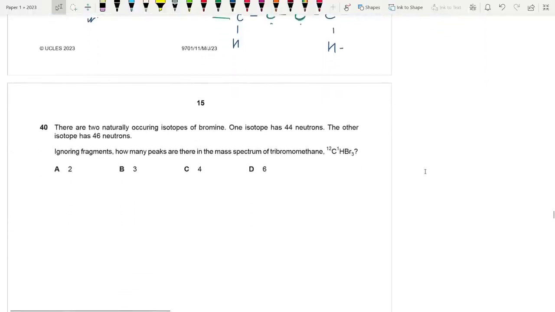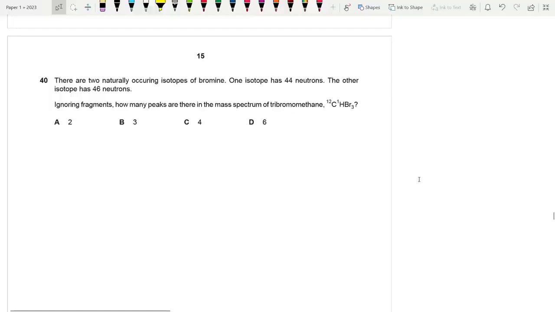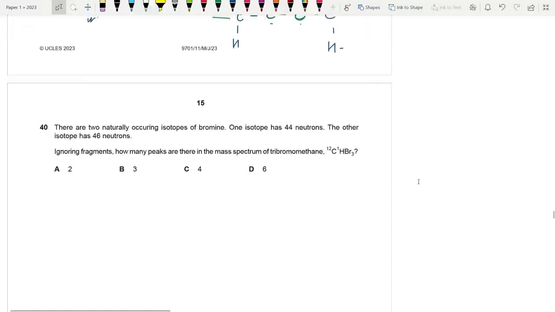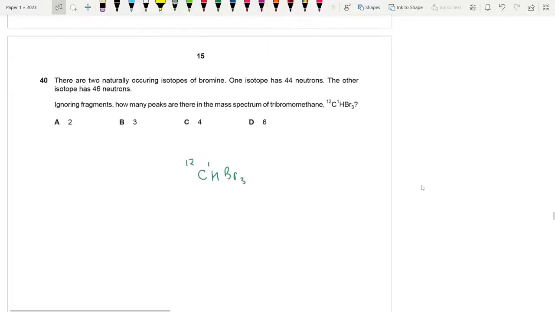Okay, last 40. There are two naturally occurring isotopes of bromine. One isotope has 44 neutrons, the other has 46. Ignoring fragments, how many peaks are there in the mass spectrum of C12H1 Br3? Okay, no fragments, right? Fine. So hear me out. What are the combinations? Let's start with C12H1.